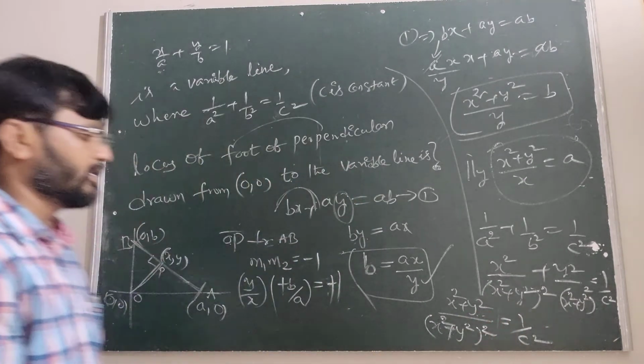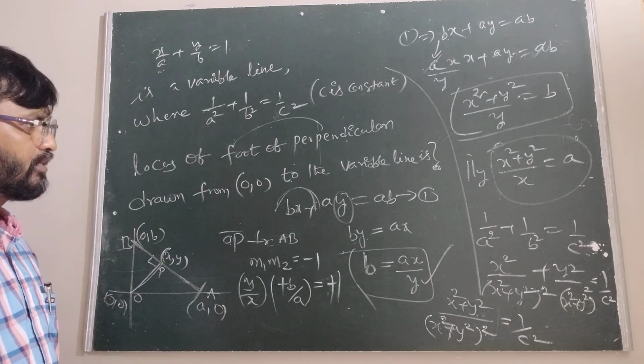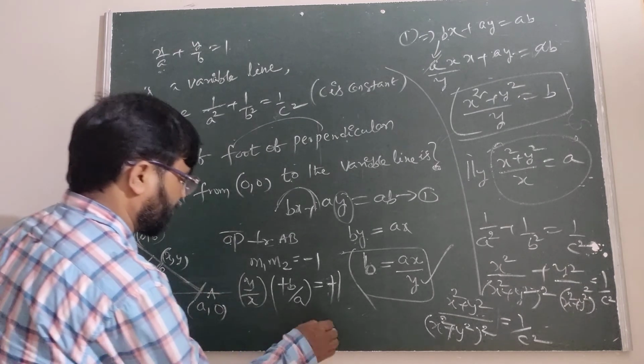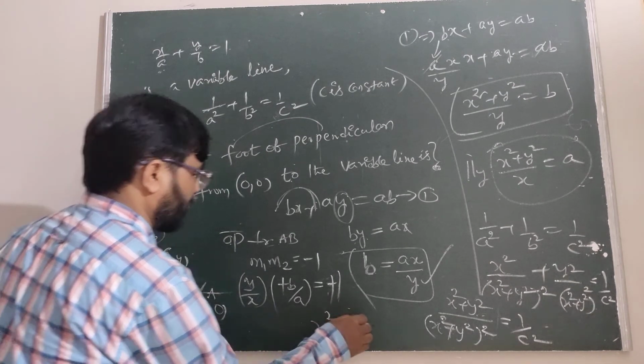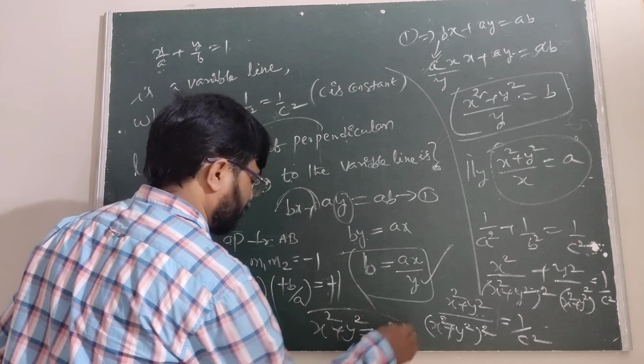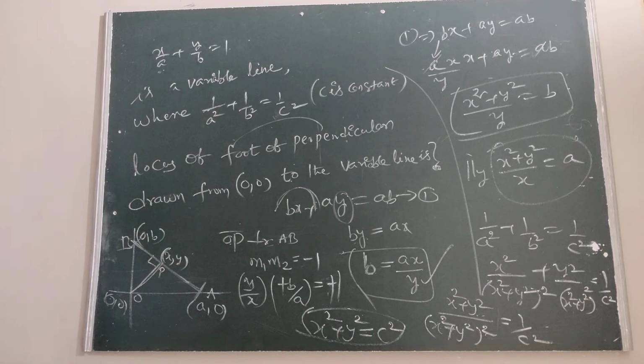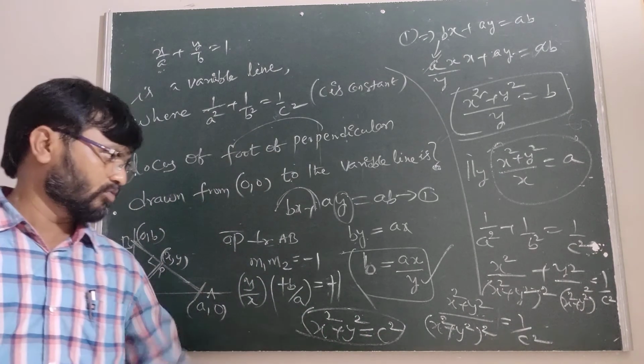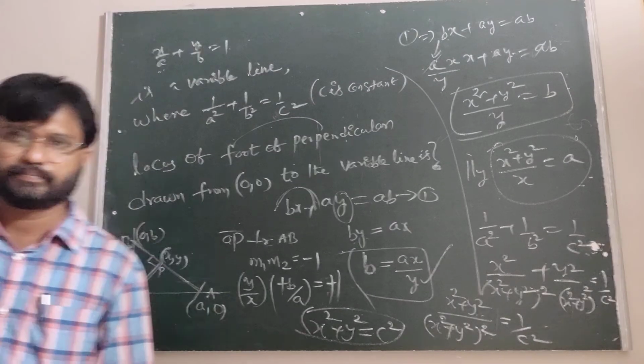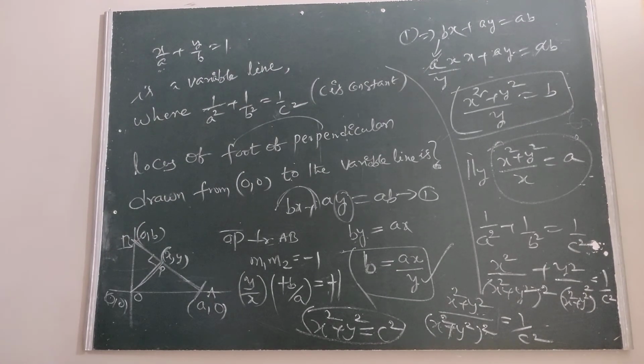One time cancels. We got directly x square plus y square equal to c square is the answer. Okay. The x square plus y square equal to c square. Right. All of you listen here how to find this one.